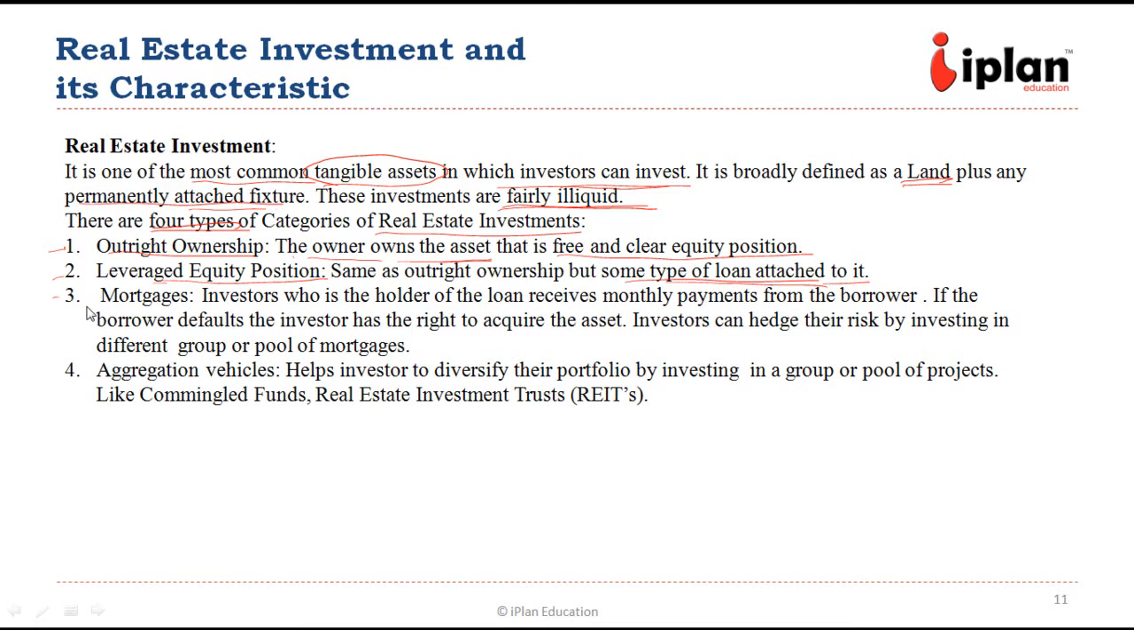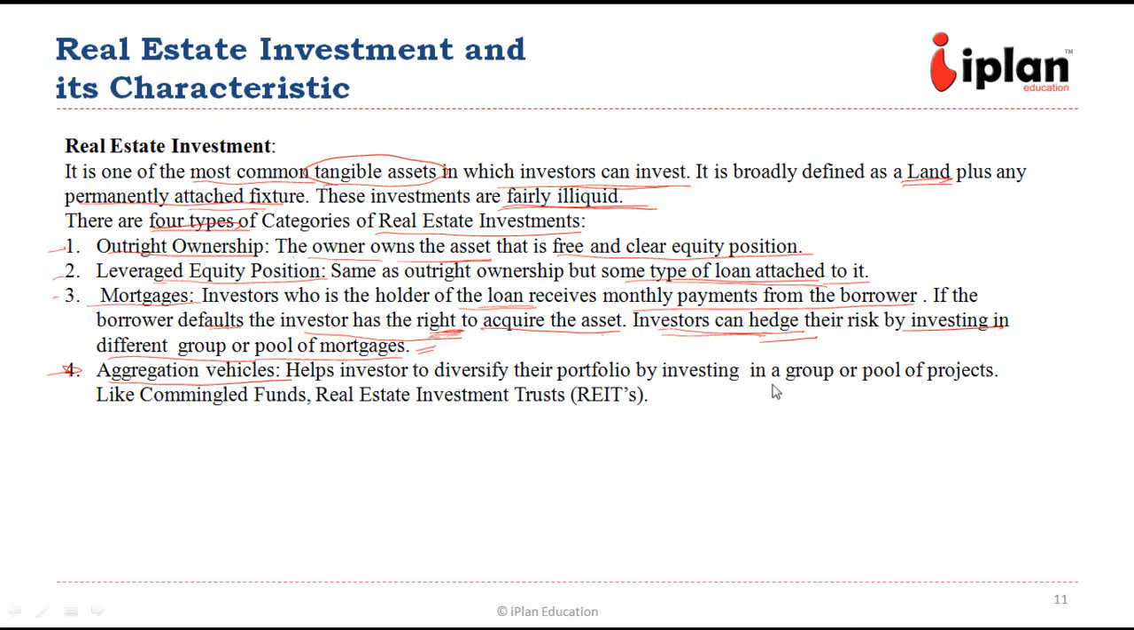Third is the mortgage, where the investor who is the holder of the loan receives monthly payments from the borrower. In this case, if the borrower defaults, then the investor has a risk. To compensate for that, he has been provided the right to acquire the asset. So if the borrower defaults, the investor will acquire the asset. This risk is to be hedged by investing in a different group or large pool of mortgages.